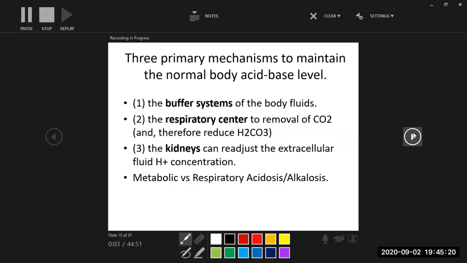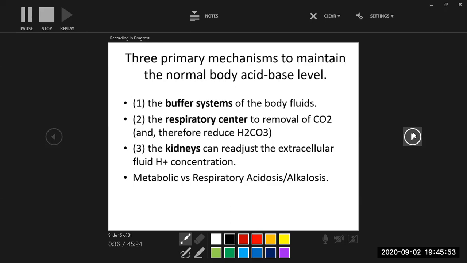I just want to give you a little bit of background about how our body maintains the body's acid base level. Our body has three mechanisms to maintain the pH level. One is the buffer system. Bicarbonate is a major one to maintain a stable pH level in our body.